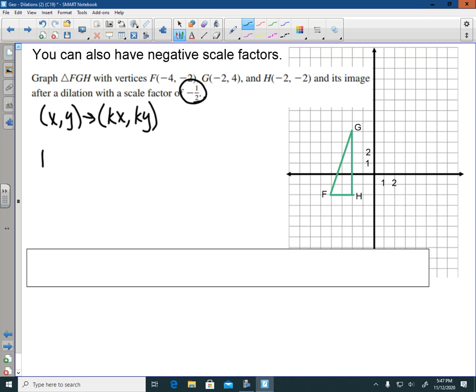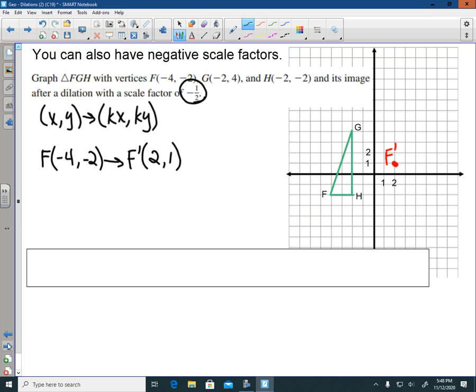So here's F. The problem's telling us that it starts at -4, -2, and we're going to find F prime by multiplying both the -4 and the -2 by the scale factor of -1/2. Well, a negative times a negative is a positive, and half of 4 is 2, and so our x value of that point is going to be 2. And then again, a negative times a negative is a positive, and half of 2 is 1, and so we have a new point at 2, 1. So here's 2, 1, and this is where F prime lives.